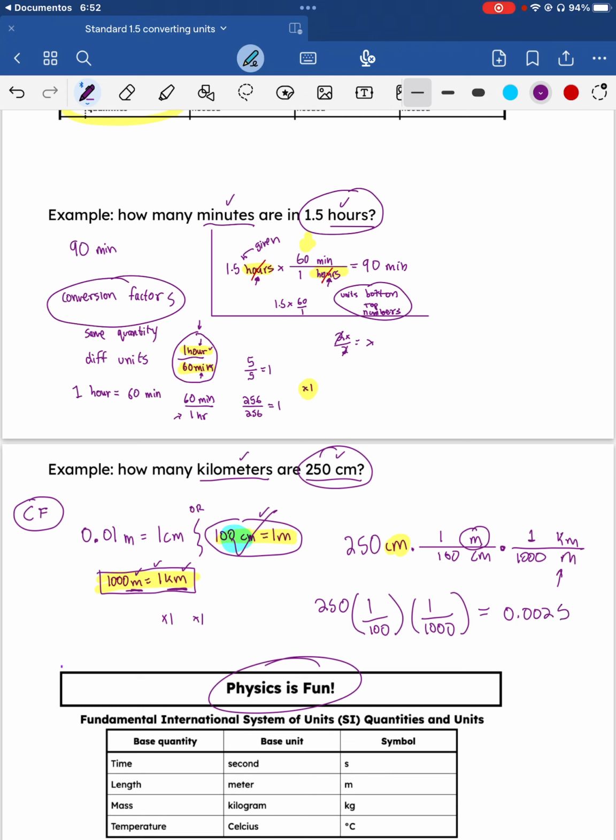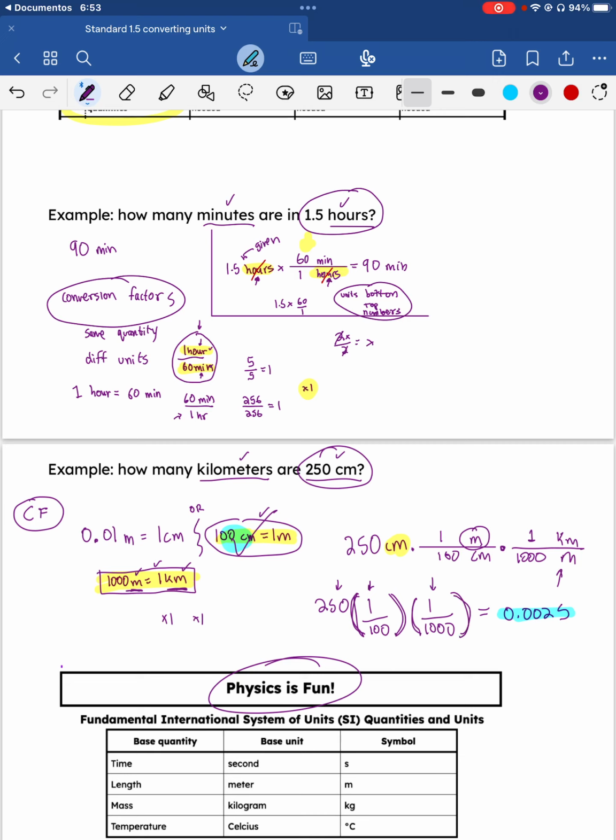You could do that in your head. You are also more than welcome to use a calculator here. So if you're using your calculator, you're going to put it in just like this: 250 times 1 over 100 in parentheses times 1 over 1,000 in parentheses.